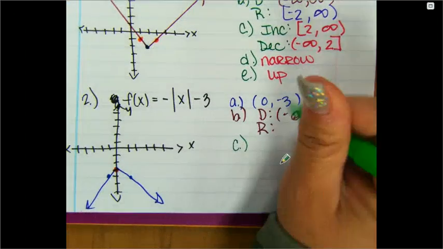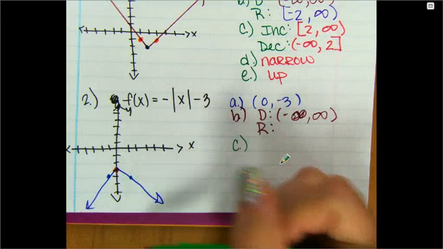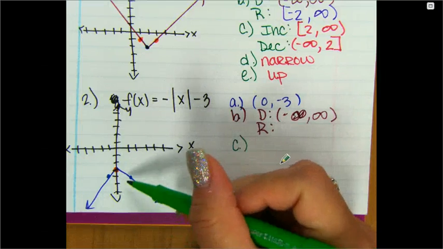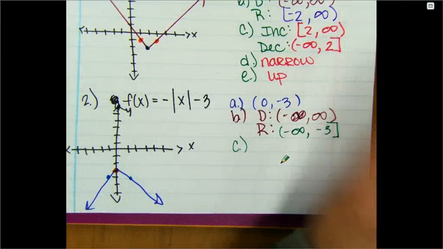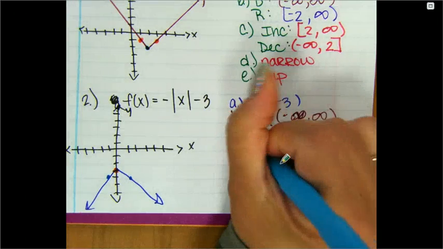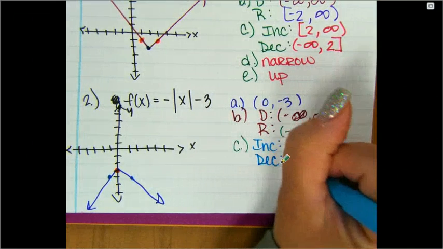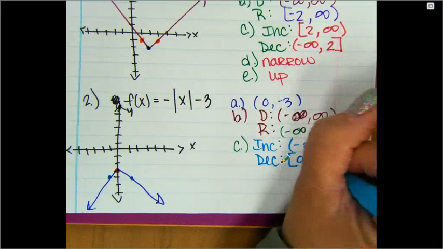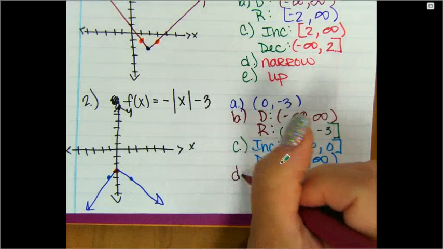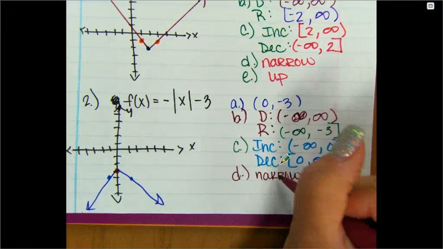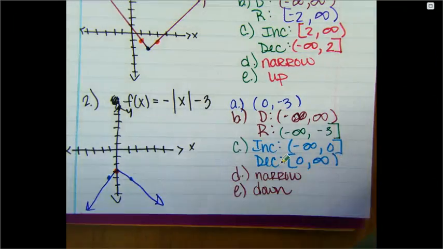0 is wrong. It's coming from where? Negative infinity. And stopping where? What kind of 3? Negative. Increase from where to where? Negative infinity to 0. And decrease from? From 0 to infinity. Narrow, wide? Up or down? What did you say? Down. I am done. This is easy.